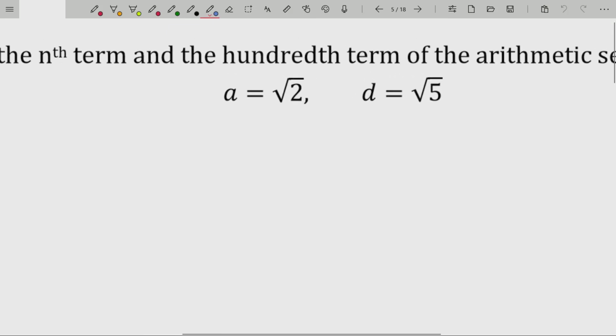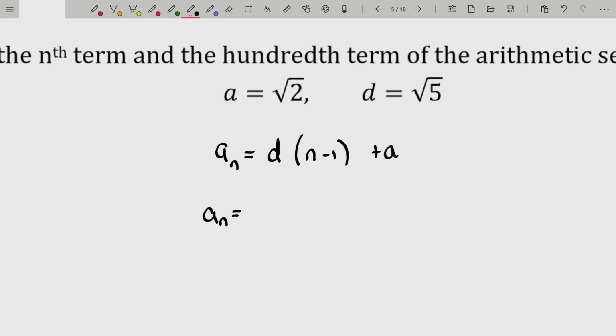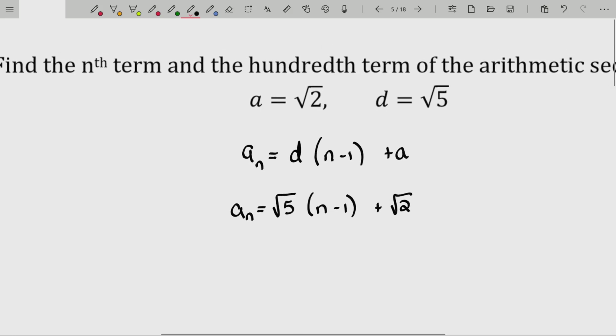Well, all they're really asking me to do is build the arithmetic equation, right? A sub n, find the nth term. Remember, it's always of the form slope times n minus 1 plus basically the initial value. So a sub n here is root 5 times n minus 1 plus the initial value of root 2. That is the nth term.